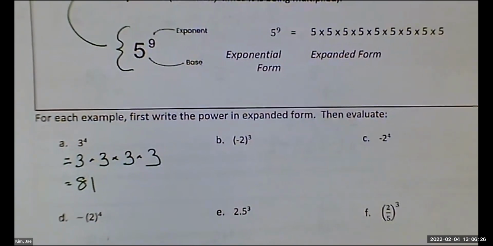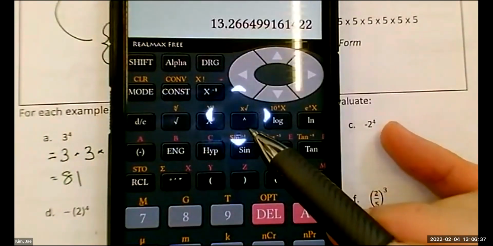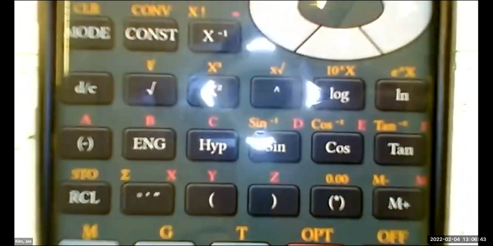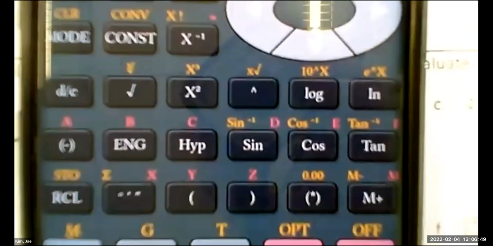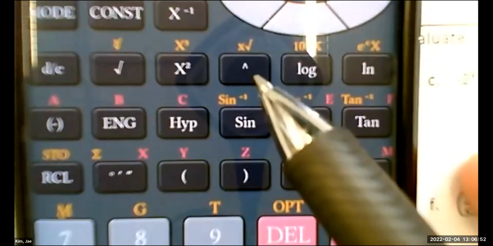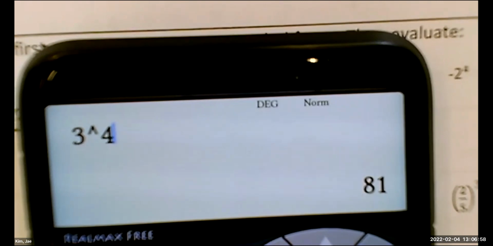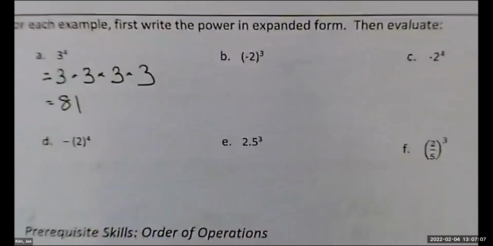And it might be a good time for you to practice using the exponent key on your calculator if you have one. Take a look. For me, it's a little hat. Do you see that hat? That little arrow up. Let's see if I can turn off that light glare. There, that little hat. Okay. That's going to be 3 hat 4, which gives 81. 3 times 3 times 3 times 3. For your calculator, it might be different. That's why it's important for you to practice with yours.